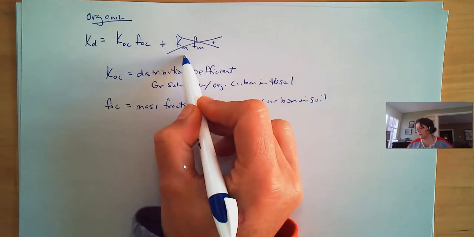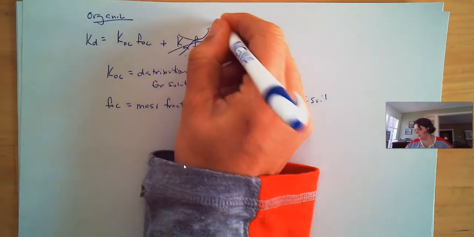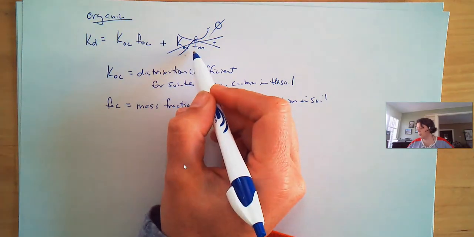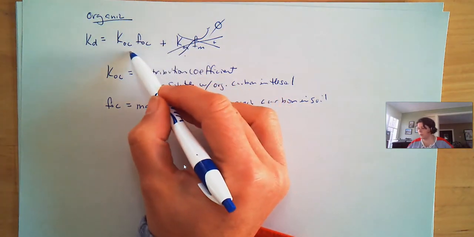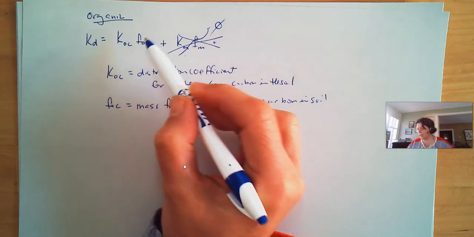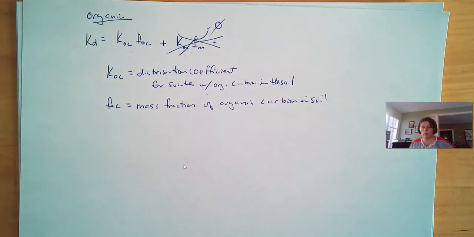We don't assume that there's much onto the mineral fraction, so we just assume this all goes to 0. So we ignore the amount that is absorbed onto the mineral for organics. All we're looking for is the amount of organics. So if we know the fraction of organic carbon, and we know the distribution onto our system, our KOC, then it'll tell us that.